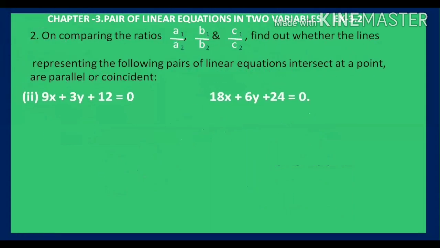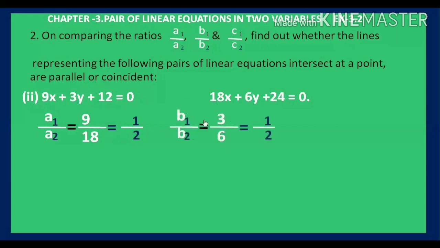Second part, equations are 9x + 3y + 12 = 0 and 18x + 6y + 24 = 0. So a1 upon a2 is 9/18. Simplify, we get 1/2. Always put these ratios in simplified form. a1 upon a2 is 1/2. b1 upon b2 is 3/6, that is also 1/2.